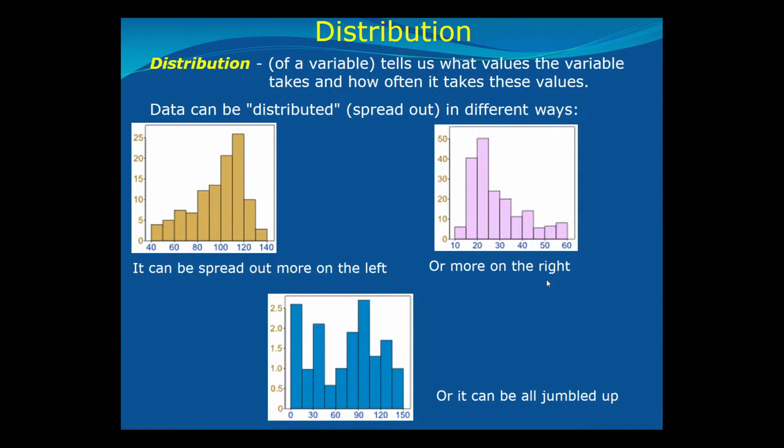Before we go on, we need to understand what distribution is. It is an important term in statistics. Distribution of a variable tells us what values the variable takes and how often it takes these values. Data can be distributed or spread out in different ways. On these slides, you see different types of graphs. So it can be spread out more on the left or on the right, or it can be all jumped up.